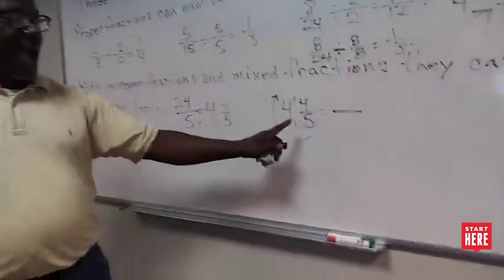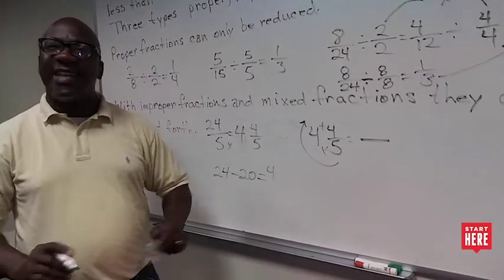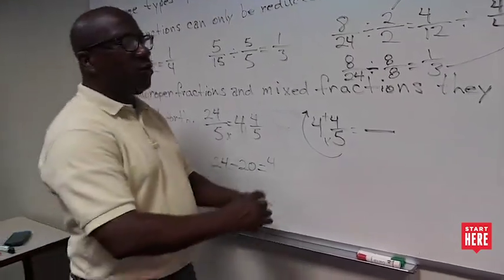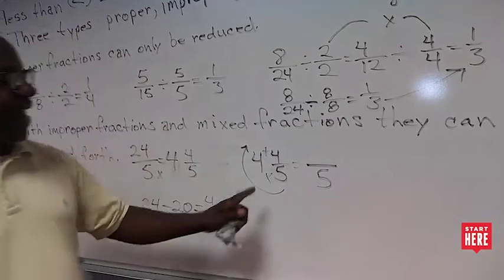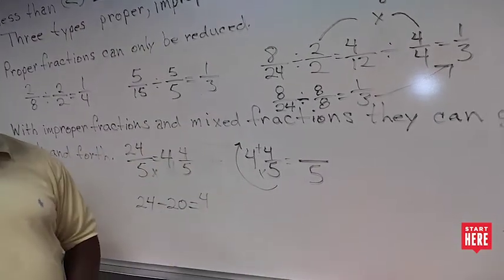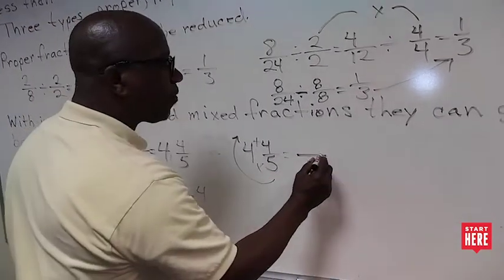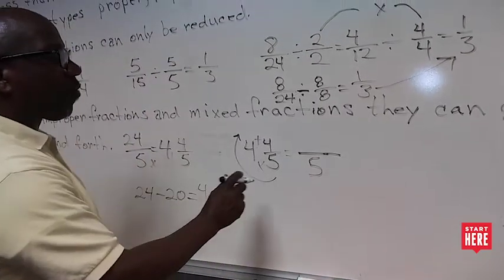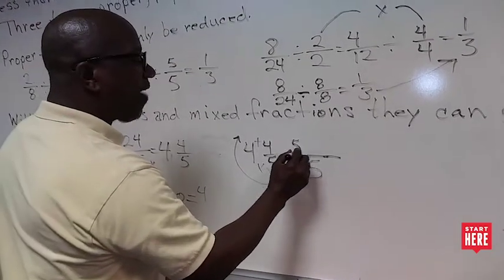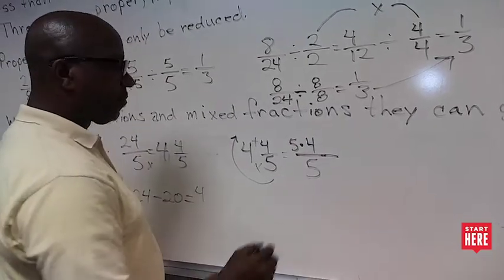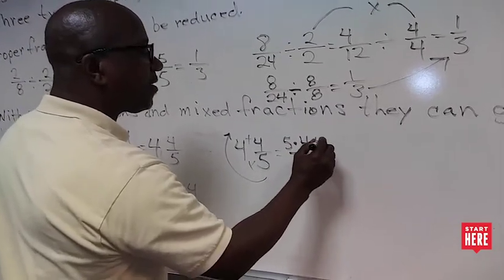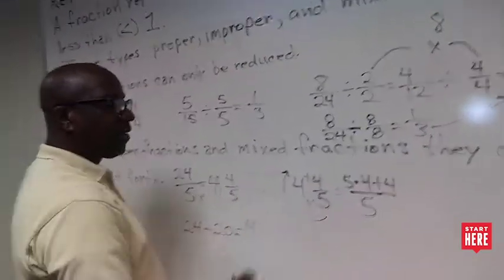Remember, our denominator is 5. It's not going to change. So we're just going to bring it over. Now we're going to start the process of finding what the numerator will be. Remember, we're going counterclockwise. We're going to say 5 times 4 plus 4.